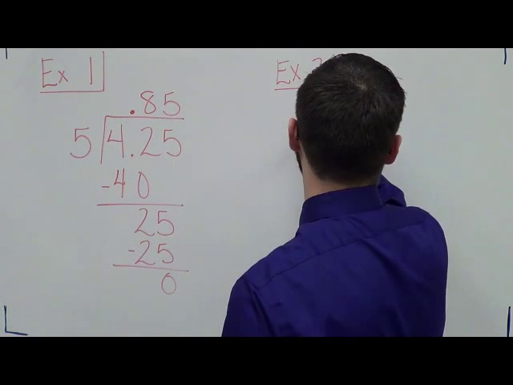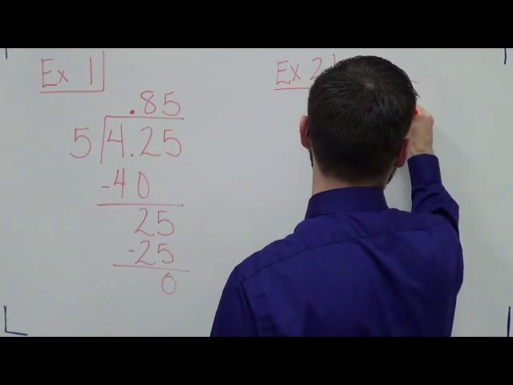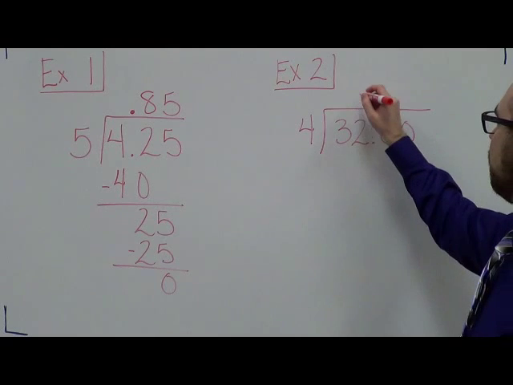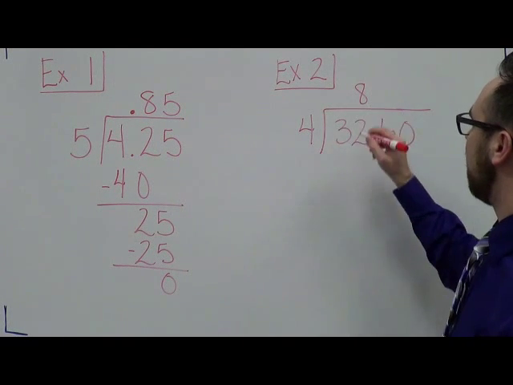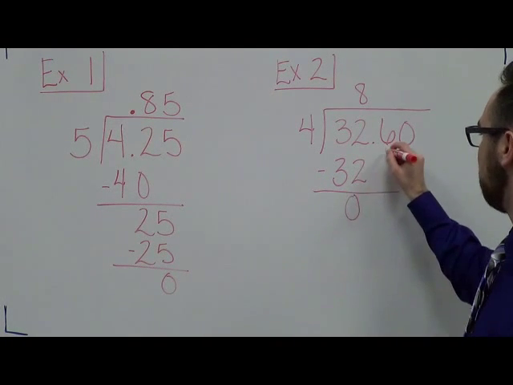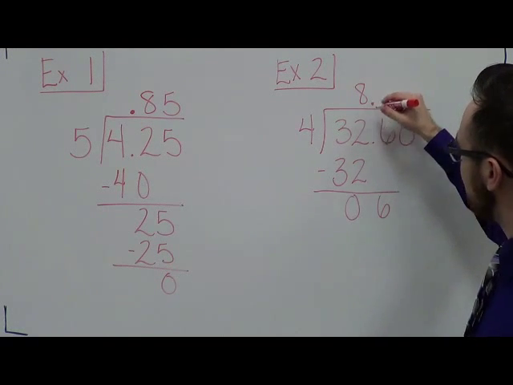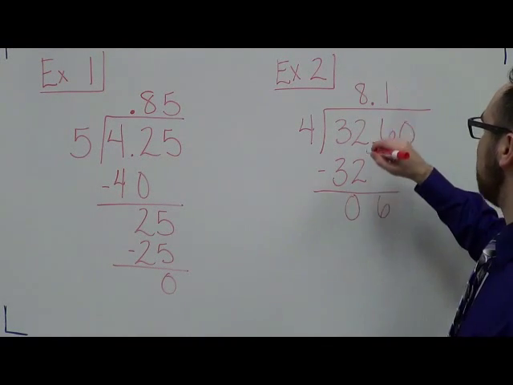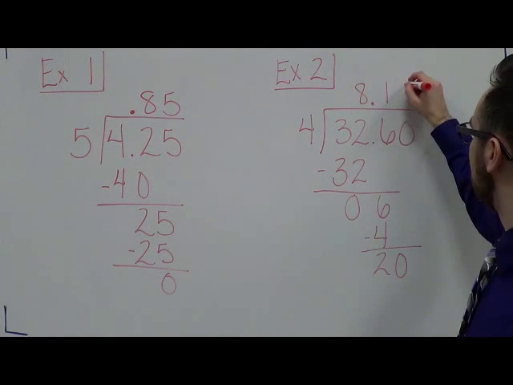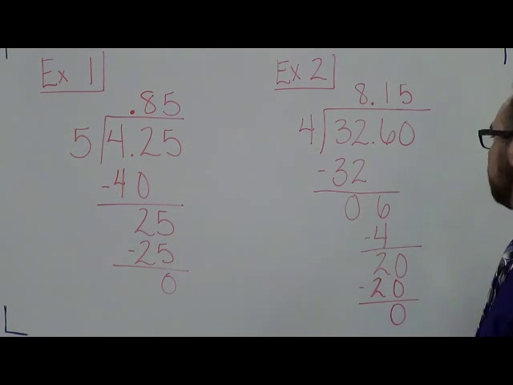So if I put 4 into 32.60, okay? So 4 goes into 32 8 times. 8 times 4 is actually 32. So I subtract, we get 0, we bring down the 6. Now since we've crossed over, that decimal point comes directly above. 4 goes into 6 one time. Subtract and bring down the 0. That's 5 times, and when we subtract, we end up with the 0 remainder.